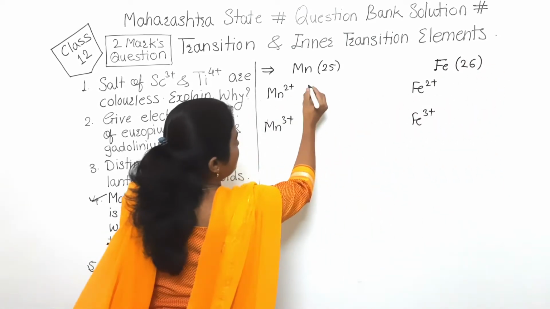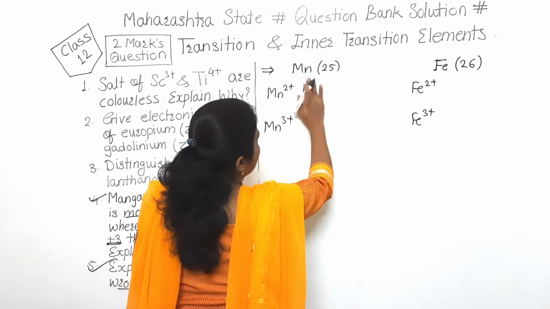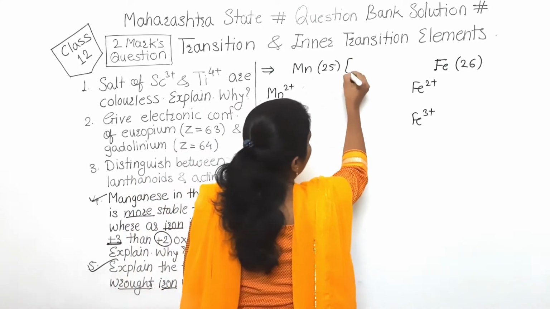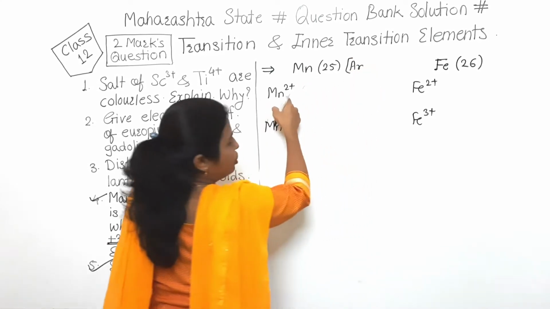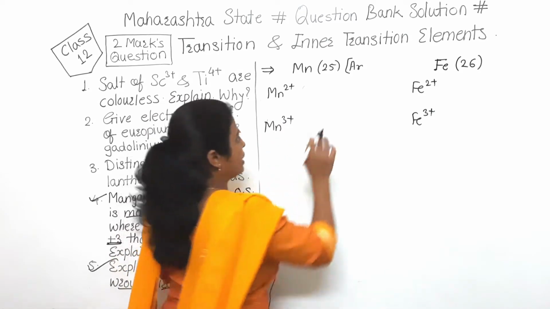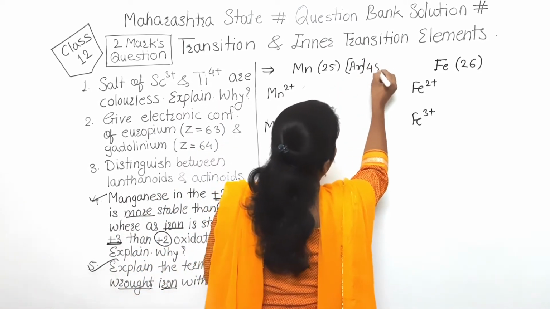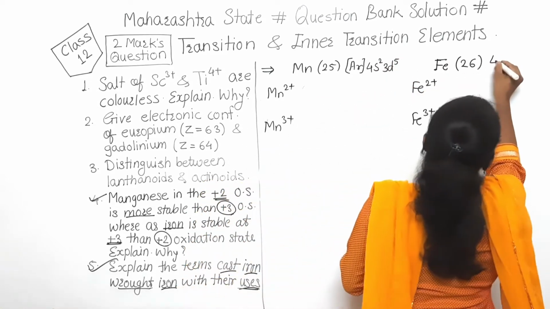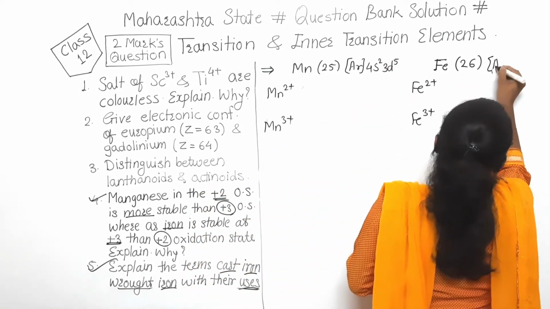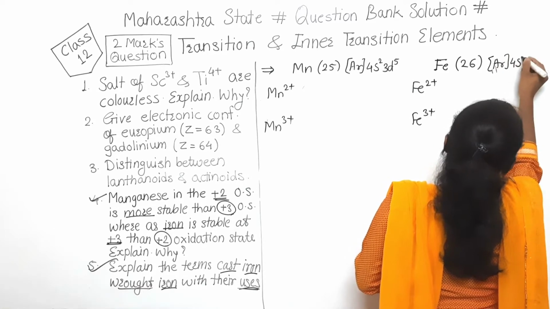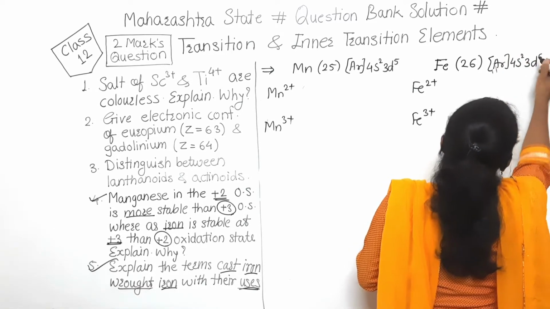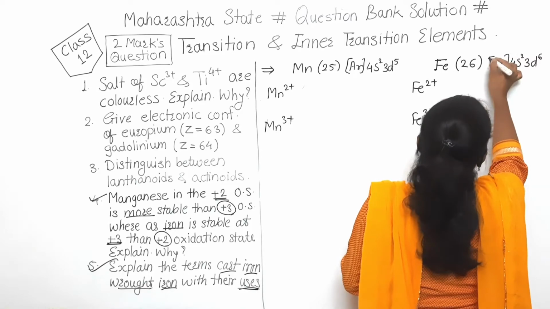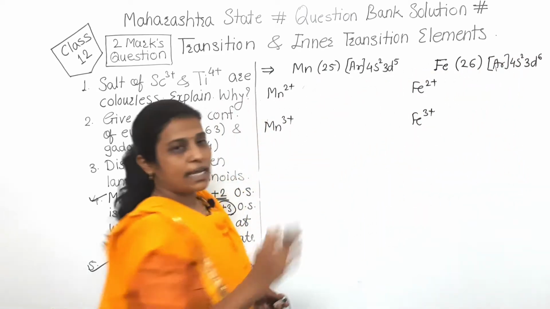Manganese, its electronic configuration is... Here we will write the general electronic configuration, and for the ions we will take it directly. So argon 4s2 3d5. Here, for Fe, argon 4s2 3d6. This is the electronic configuration for manganese and Fe.